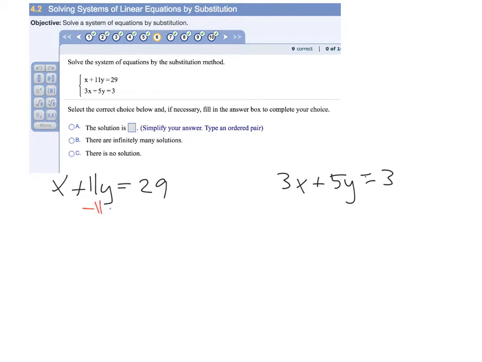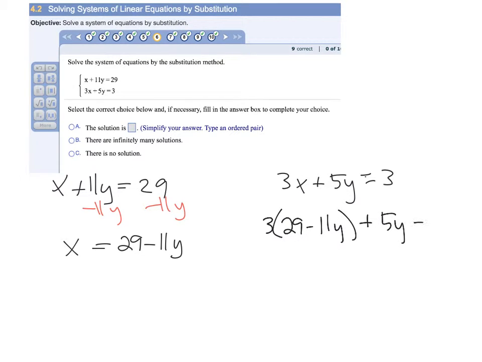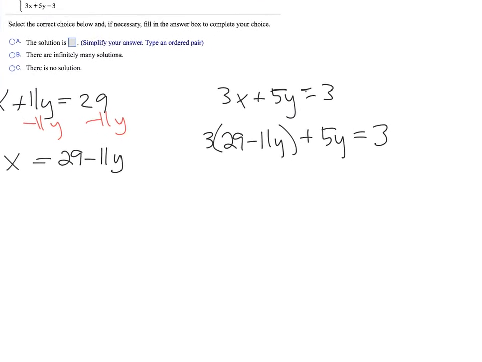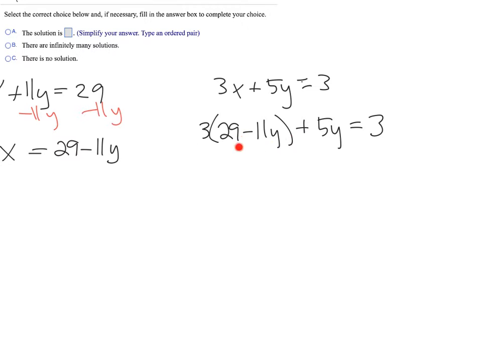We're going to solve for x by subtracting 11y from both sides. That gives us x is equal to 29 minus 11y. So this tells us that we can now replace the x with 29 minus 11y. That's going to become 3 times (29 minus 11y) plus 5y equals 3. What I did was I saw the x and replaced it with 29 minus 11y.